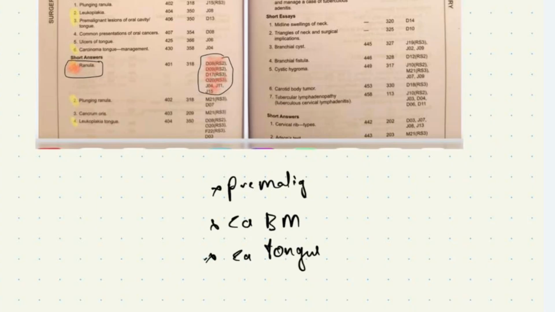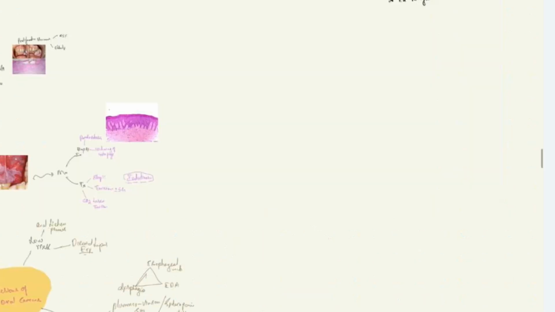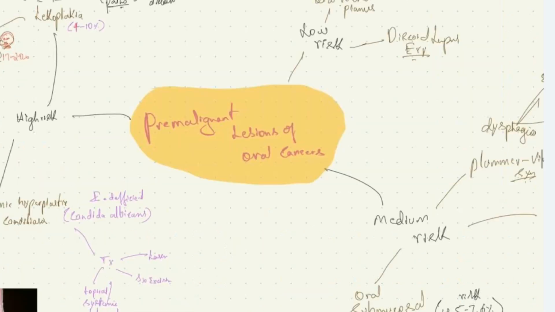The remaining very important 3-mark question, ranula, I will not be covering. I urge you to go through it after the class. Now let's start with pre-malignant lesions of oral cavity.